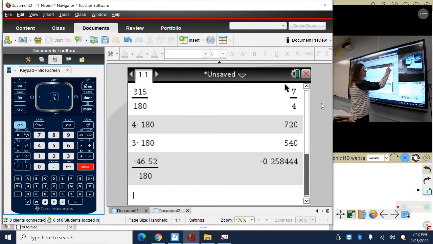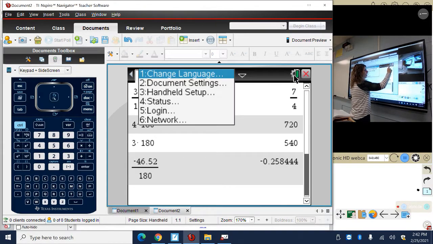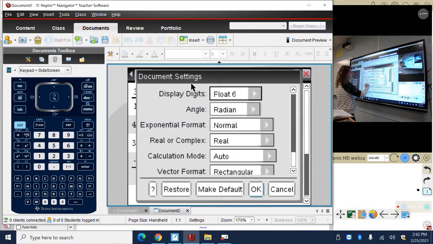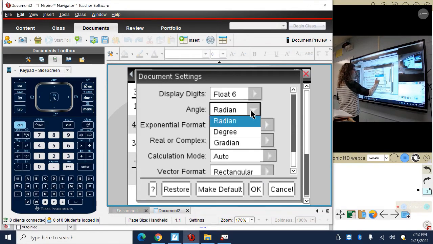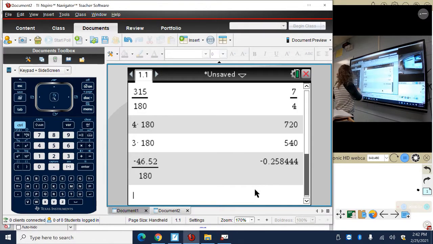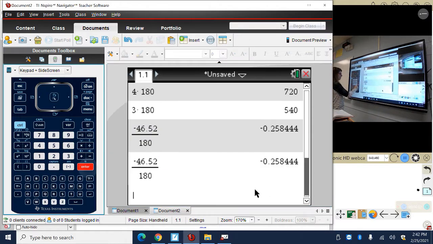So do you see this right here by the battery? If you click on that battery, it's going to automatically put you in settings. And I want my document settings, and I'm going to say that I'm in degree mode. So I'm going to hit OK. And I'm going to arrow up here twice and hit this and hit enter.